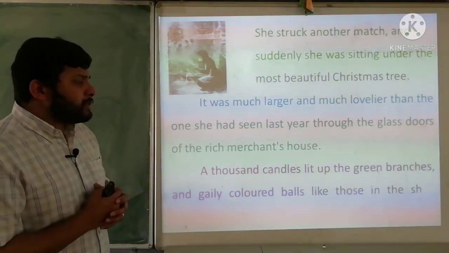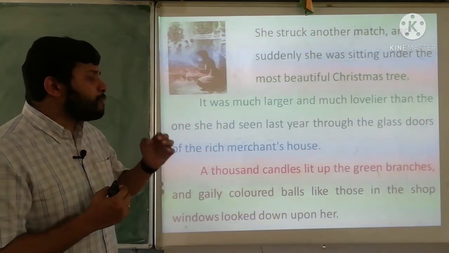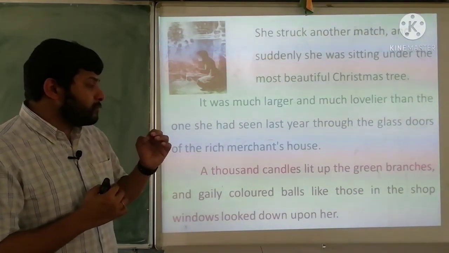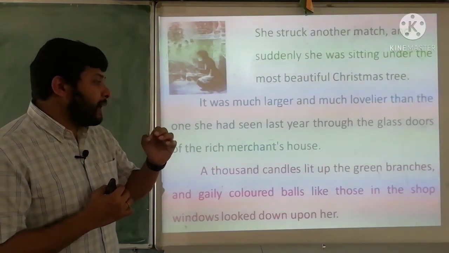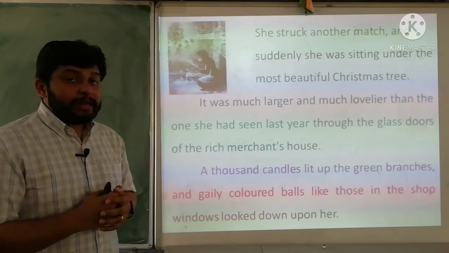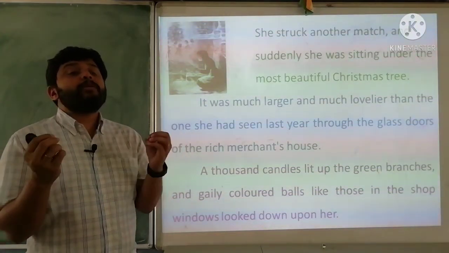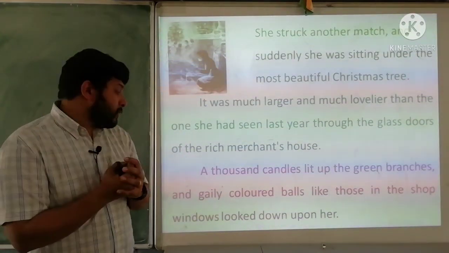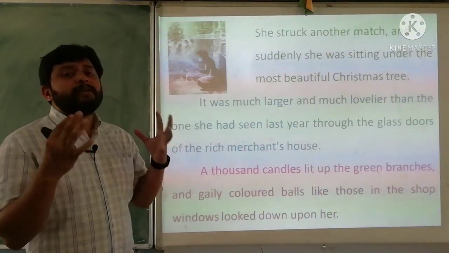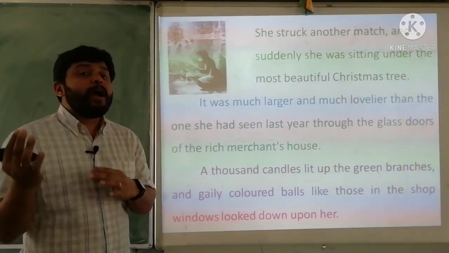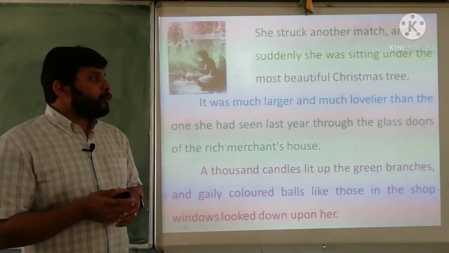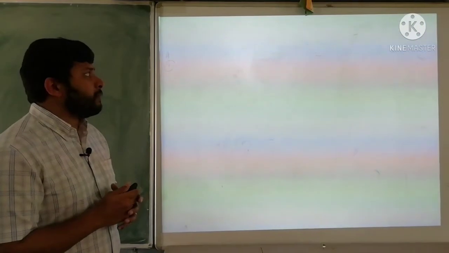1,000 candles lit up the green branches, and gaily colored bells like those in the shop windows looked down upon her. It was decorated with a number of beautiful candles, balls and other decorative things which she had seen in the market in one of the shops. So it was so beautiful altogether.